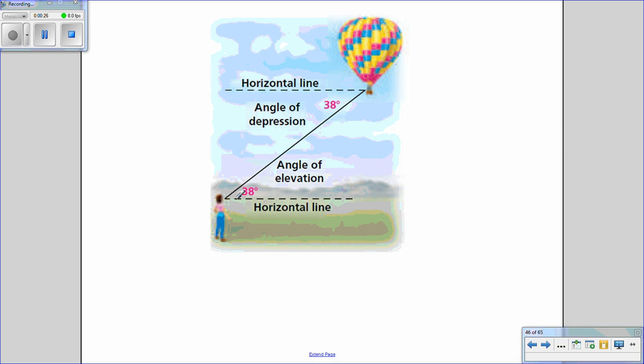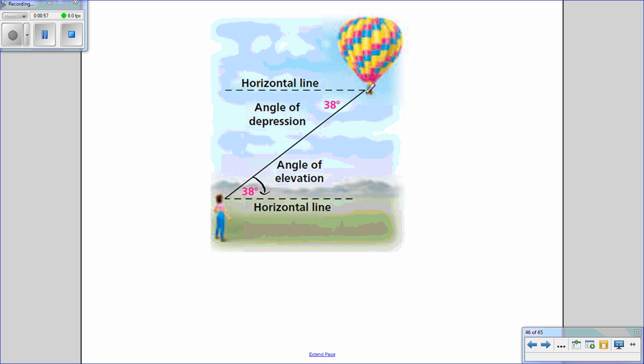An angle of elevation is if you're looking up at something. It is the angle that is created with a horizontal line at your eyes. So this lady here is looking up at the hot air balloon, and this angle created by her line of sight and a horizontal line from her eyes creates what's called an angle of elevation.